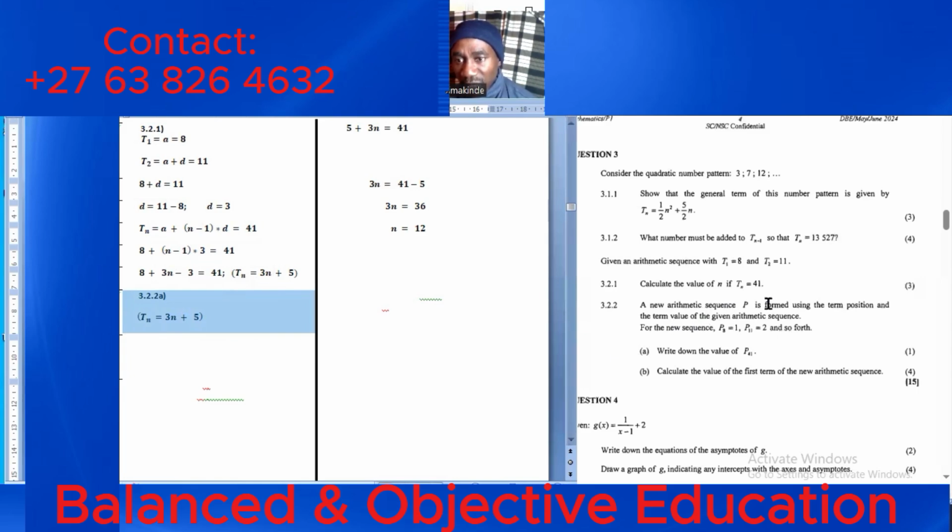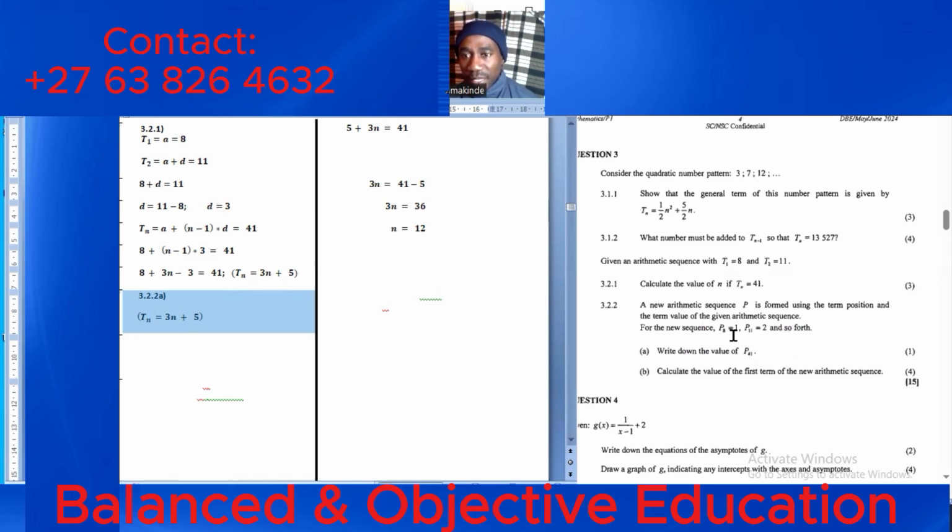A new arithmetic sequence P is formed using the term position and the term value of the given arithmetic sequence. For the new sequence, P8 equals 1 and P11 equals 2 and so forth. Now, they want us to write down the value of P41, that is the value of the 41st term in the sequence Pn.